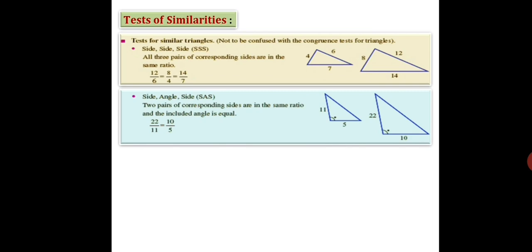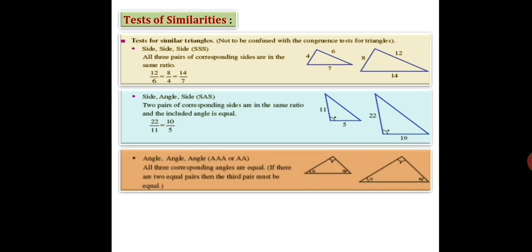The second test is the side angle side test, that is the SAS test. Two pairs of the corresponding sides are in the same ratio and the included angle is equal. From the figure, 22 upon 11 and 10 upon 5, which are equal, the ratio is coming up as 2:1.